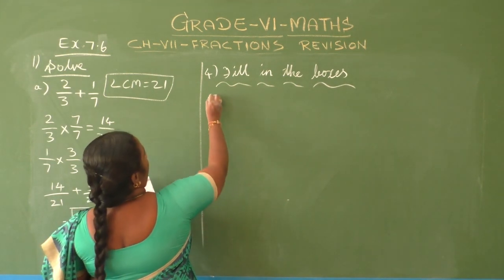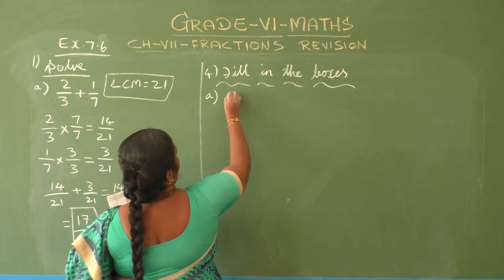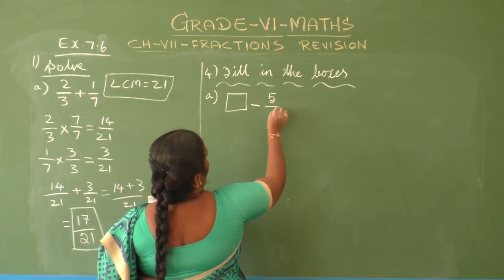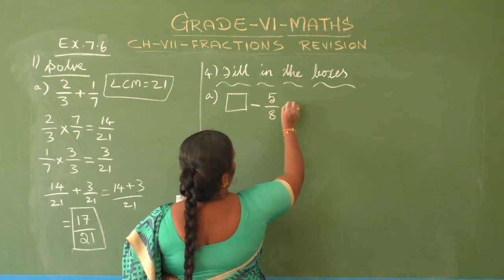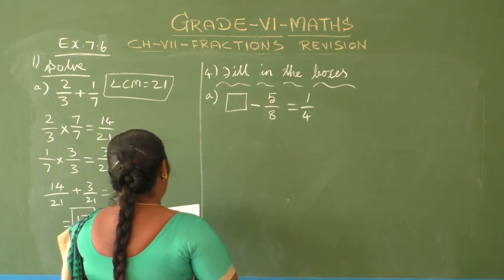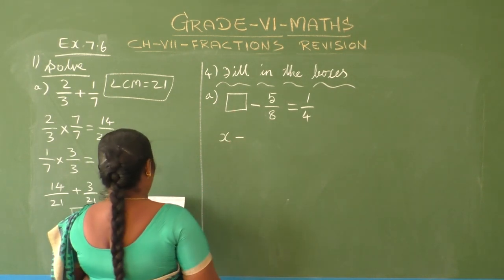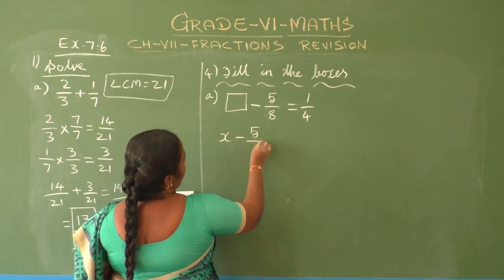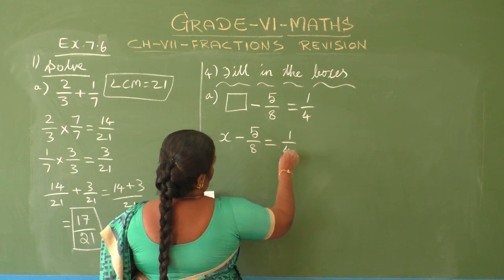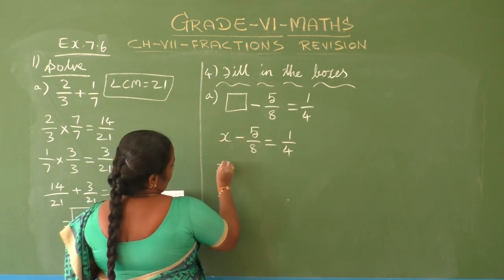See, the sum: box minus 5 by 8 equals 1 by 4. We don't know this box, so we can keep it as x. x minus 5 by 8 equals 1 by 4. I am going to find out this x.